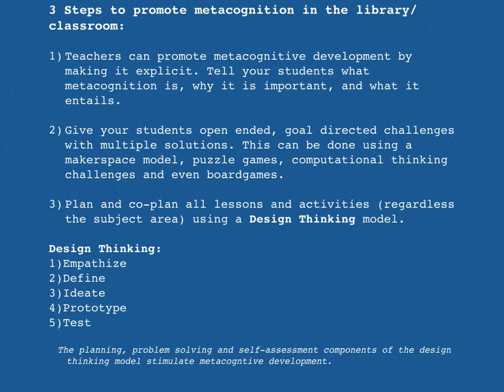Students start each activity by defining and operationalizing exactly what they are trying to achieve. They set their own success criteria. They then proceed to the idea-generating stage, during which students explore various ways to achieve their goal. Once they select a strategy, students build a prototype, they complete their project, and finally, they test their creation, a process that can take the form of self-assessment. The planning, problem-solving, and self-assessment components of the design thinking model are ideal for stimulating metacognitive development, easily adapted across the curriculum, and have the added benefit of promoting growth mindset.